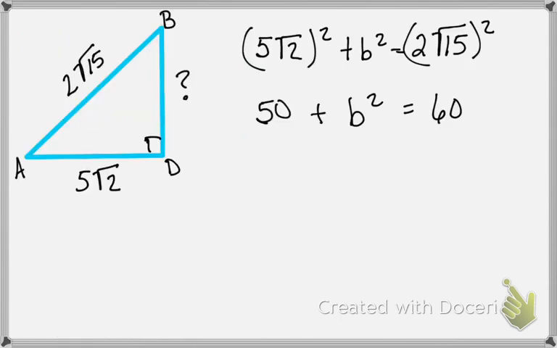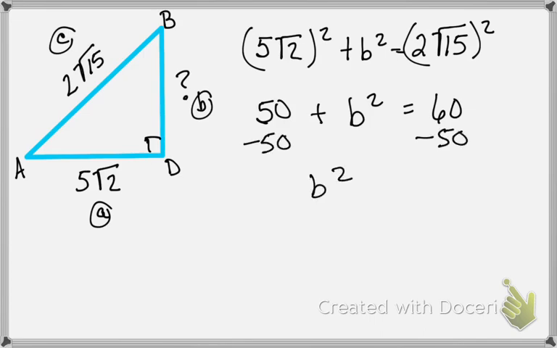All right, so on this one, I just labeled the triangle, and we put it into the Pythagorean theorem. This is our A, this is our B, this is our C. A squared, so 5 square roots of 2 squared, plus B squared is equal to 2 square roots of 15 squared. Use your calculator. 5 square roots of 2 squared, you get 50, plus B squared equals 60. You want to solve for B. So minus 50, you get B squared is equal to 10. Then you want to find the square root of that.